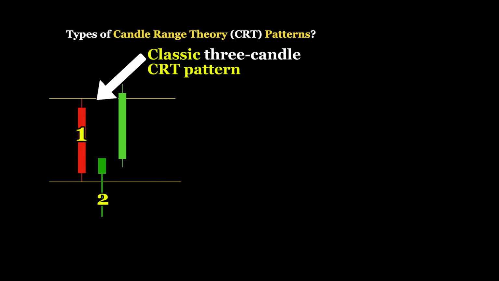Candle 2 is where smart money gets sneaky. This is the manipulation phase, a false breakout above or below the range designed to trap traders and grab liquidity. Candle 3 gives you the confirmation. It closes back inside the range, or even above it if it's bullish, showing you the market has rejected the trap and is ready for the real move.